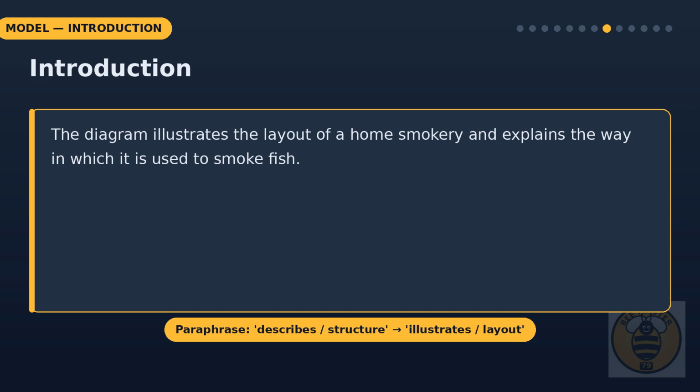Let's write. The introduction, paraphrased in 1 sentence. The diagram illustrates the layout of a home smokery and explains the way in which it is used to smoke fish. Notice we replace describes and structure with our own words.